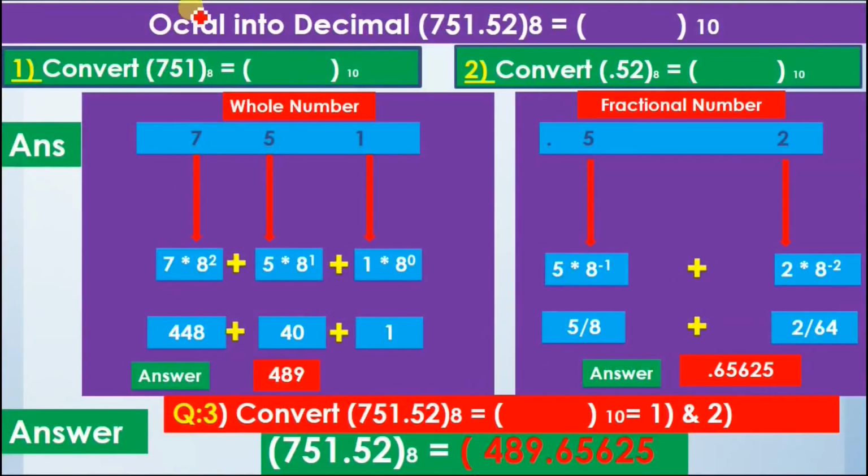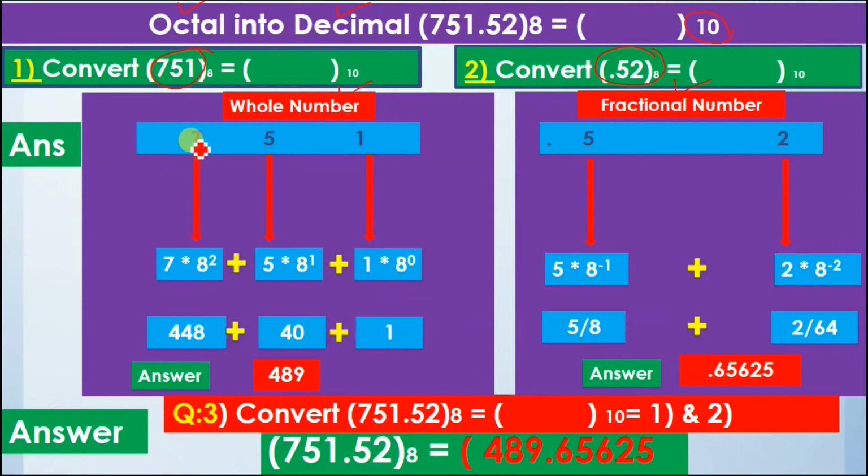And in question number 4, we have to convert an octal number into decimal. The octal number is 751.52 in octal, and we have to convert it into decimal. So we will solve the whole number part using this procedure, and we will solve the fractional part using this procedure. Alright. So first of all, we solve the whole number part.